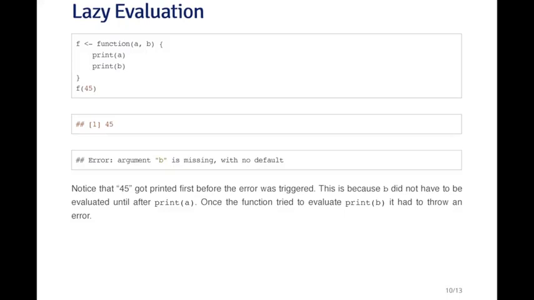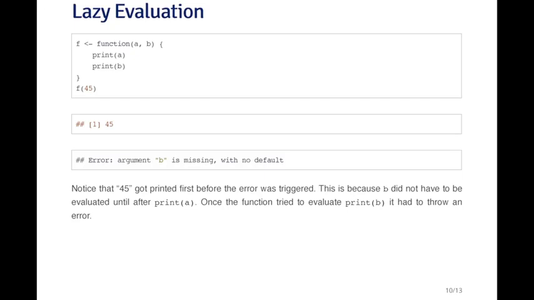Here's another example of a function that's only slightly more complicated than the previous one. This is another function that takes arguments a and b, but now the function prints out a and it prints out b. And so when I call f(45), look what happens. I get an error that says in print(b), argument b is missing. What happened is that it printed out 45 because 45 was matched to the argument a, and so there was no error.